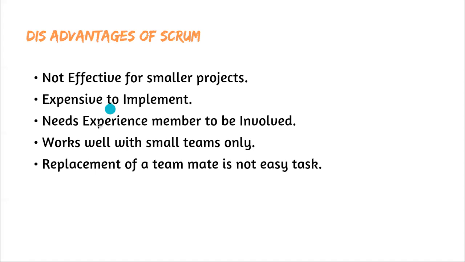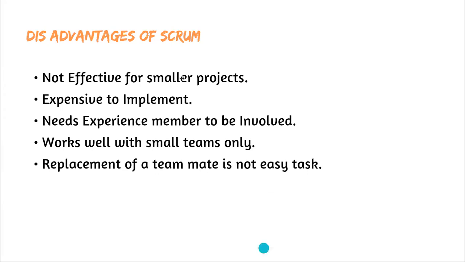Third one is that it needs experienced members to be involved. In Scrum, you can't work as a fresher. At least 3 to 4 years of experience is required to work on Scrum. And finally, it works well with small teams only. This point I have covered. And replacement of a teammate is not easy. For example, if a guy has been working on Scrum for 3 to 4 years, he knows everything about the product. But unfortunately, when he moves to another organization, we can't replace him easily. We can't say it is not practically possible, but it is difficult to replace the existing person.